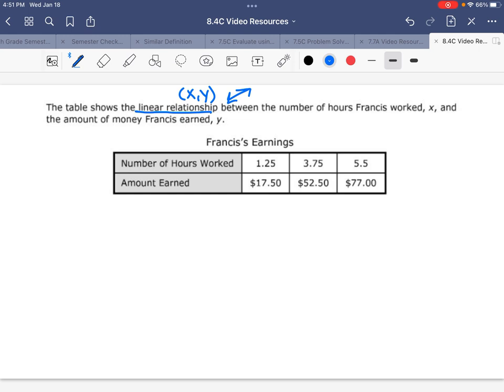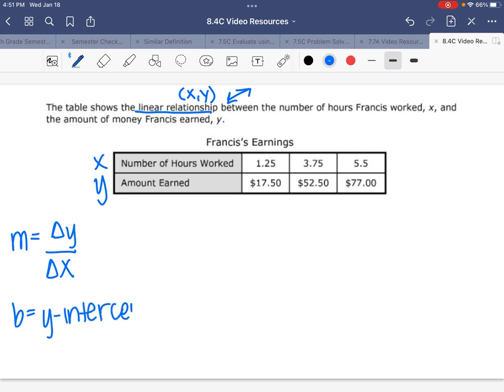So this table shows a linear relationship between the number of hours Frances worked, x, and the amount of money Frances earned, y. And the problem goes on to say that we want to find the y-intercept and we want to find the rate of change, or our slope. So our slope we can find by looking at that change in y compared to the change of x. And our b, which is our y-intercept, is just that initial value. It's that constant number.